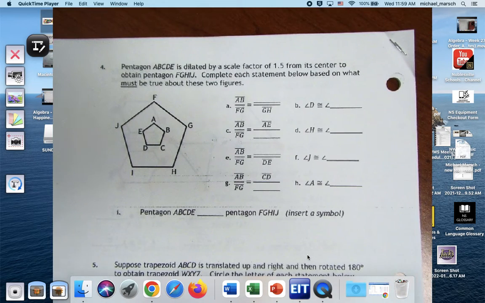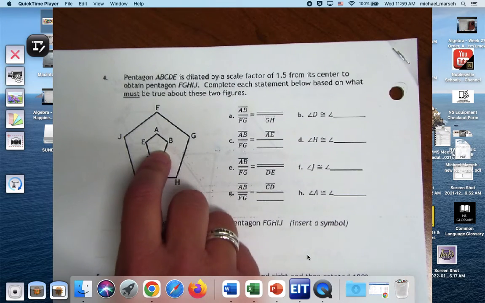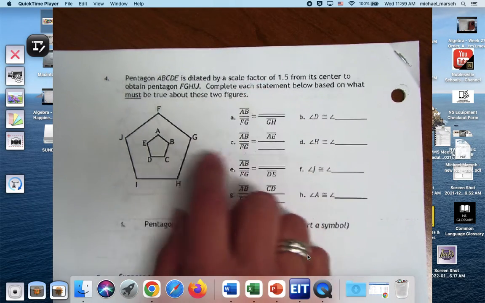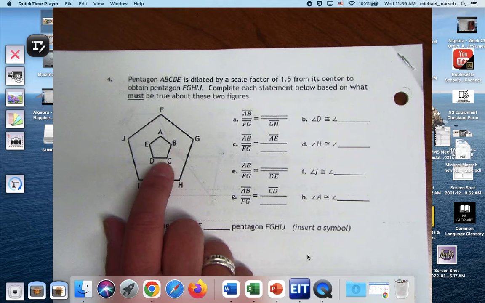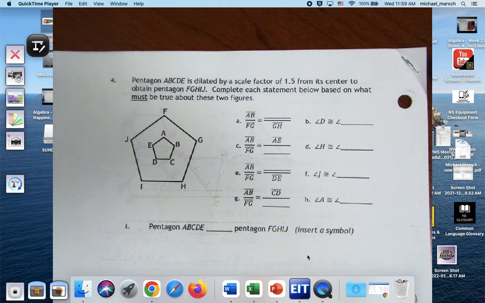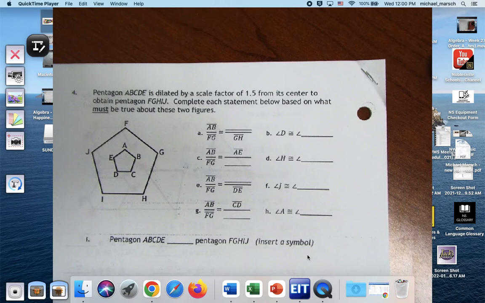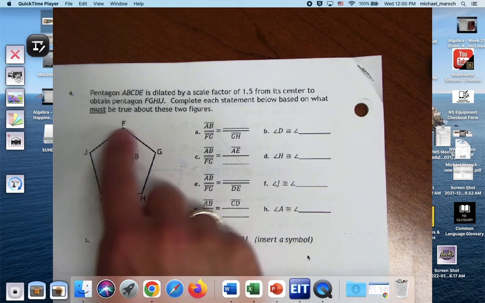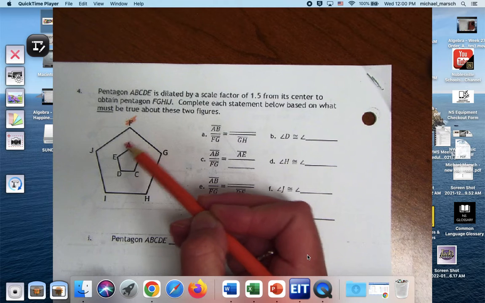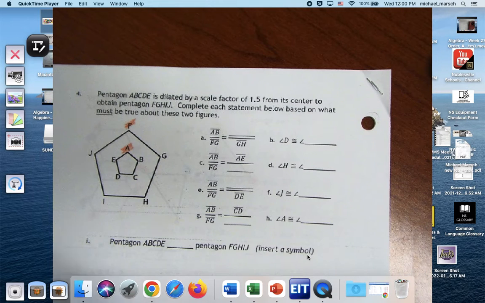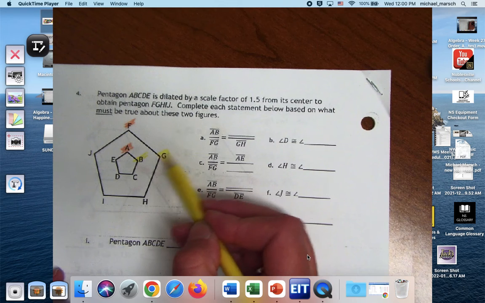Okay, this last one, we're actually dilating, right? So we're taking this smaller pentagon. It's being dilated by a scale factor of 1.5. That's how we know that ABCD is the smaller one, because 1.5 is greater than 1. Wait, so are we still doing the colors? Mm-hmm. We're going to color code so that we can see which goes with which. It's going to be a little bit more obvious here. But remember, the first letter goes with the first letter. Second letter, and so on.